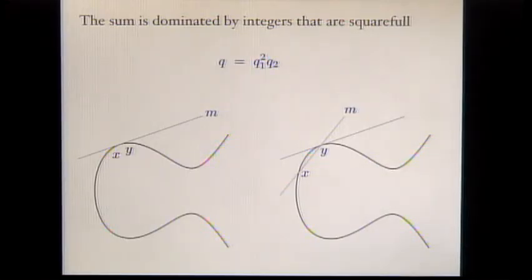You can go on, you can show that the sum now, you do make an approximation, you can show that the sum is dominated by the square-full integers, q of the form q1 squared q2. And this is as far as we've got: if you do this, then you show that by essentially integrating out over the q1, so this is also something that's very pretty, you can sort of do some of the sums, and when you do that, the sum concentrates on pairs of points y and x and lines that join them.